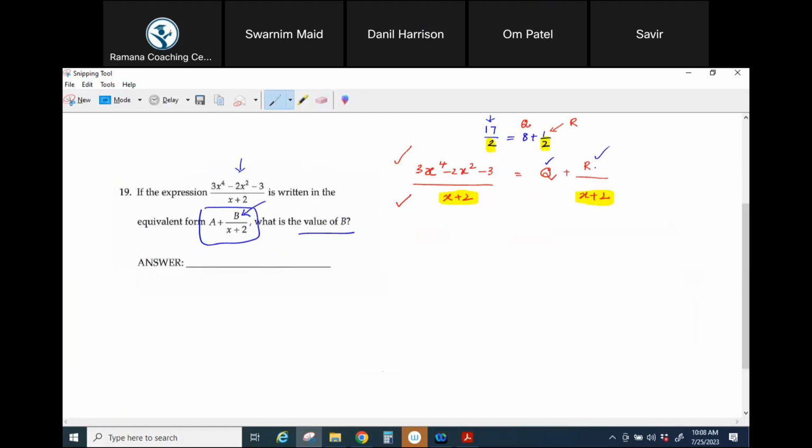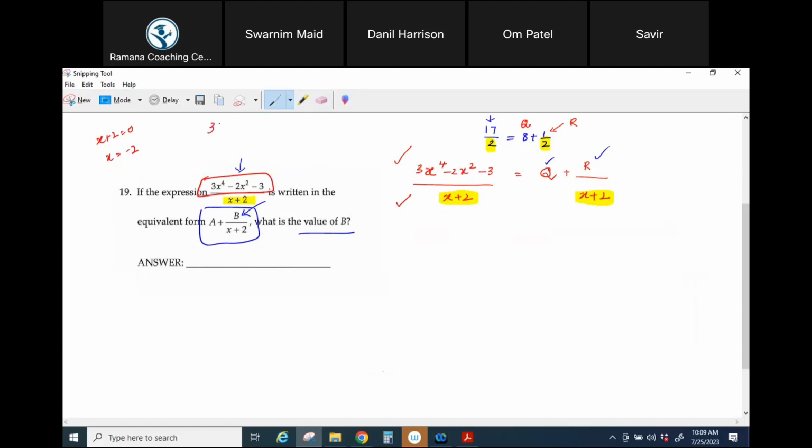So the easiest way to find the remainder, especially when you have polynomials involved, is to take the denominator and solve for x. So when you solve for x, what do you get? And then simply plug it into the numerator. You will get your remainder. That is called the remainder theorem. Simply plug it in. So what do you get?